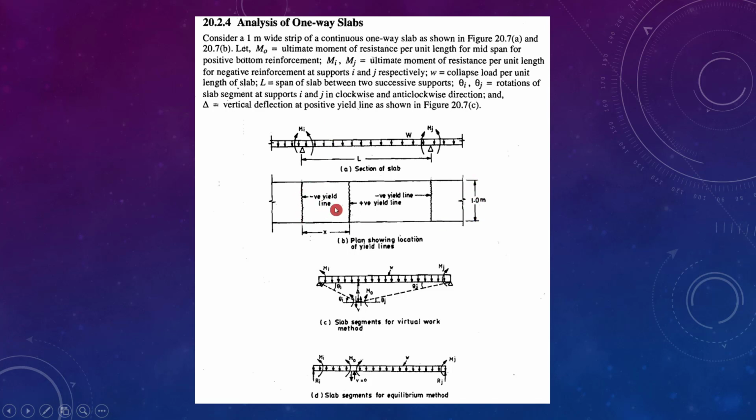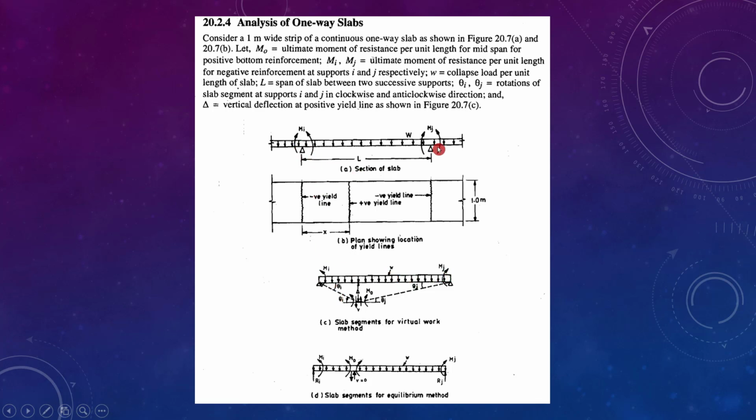So this is the top view. And we assume that we are getting a positive moment here. This is the positive yield line, and the negative yield line is always at the supports, for the 1 meter strip, showing the location of the yield lines. These things act as the base for both the virtual work method and the equilibrium method. So this is for the virtual work method. We just took the important parameters: Mi, Mj, and W, the collapse load.